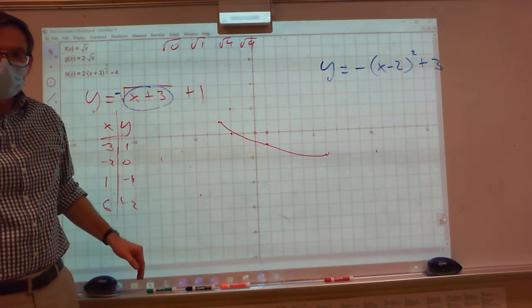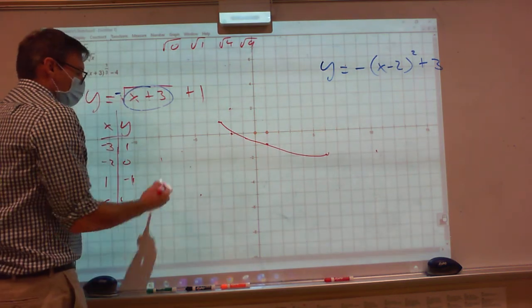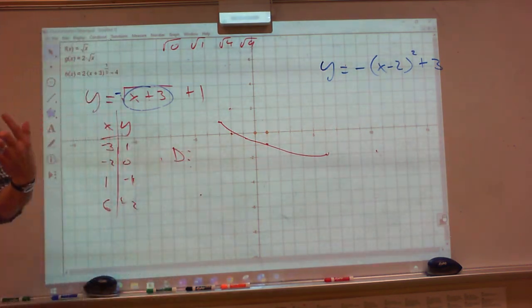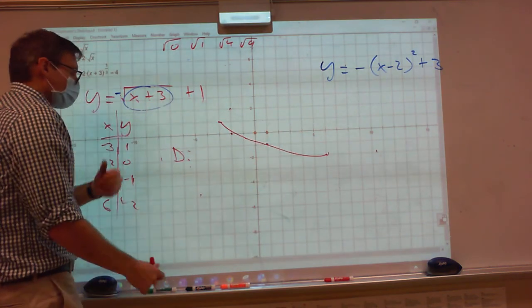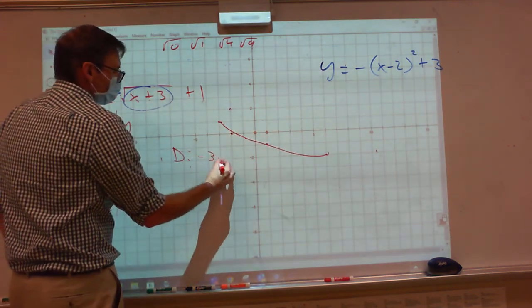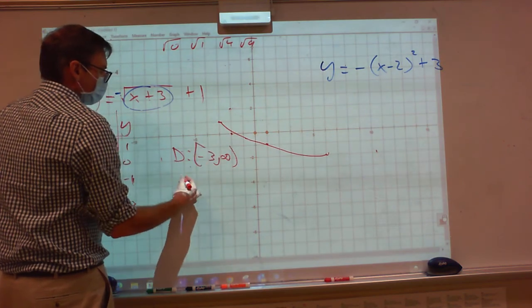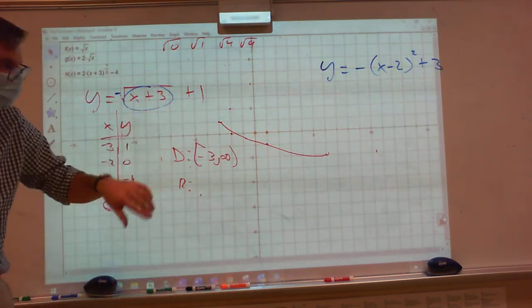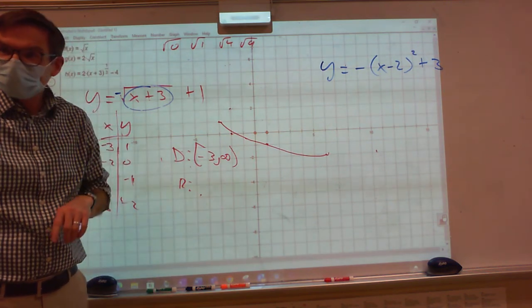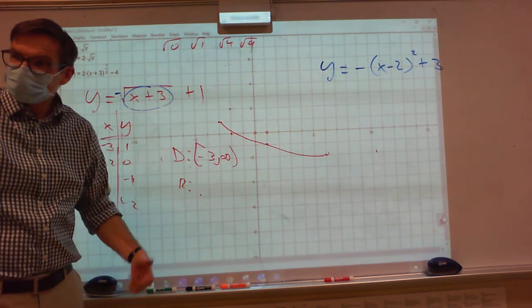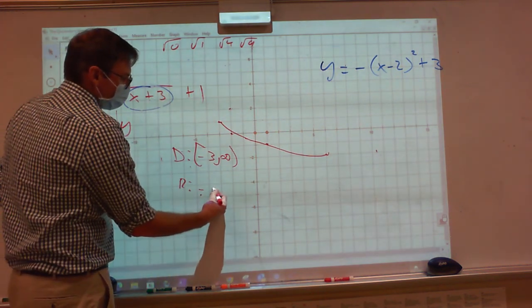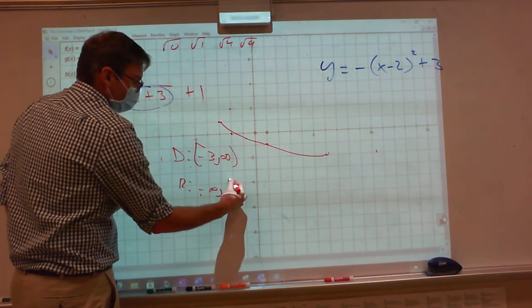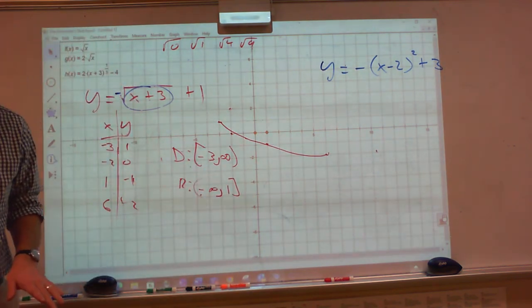Okay? Well, while I have this up here, let's talk about our domain. Did flipping it change our domain? We're still going basically from negative 3 over, right? We take whatever's in, so in this case it's from negative 3 to infinity. Our range, that changed a little bit. How far down did it go? All the way. How far up? To 1. So our range is going to go from negative infinity to 1. See how that changed a little bit?